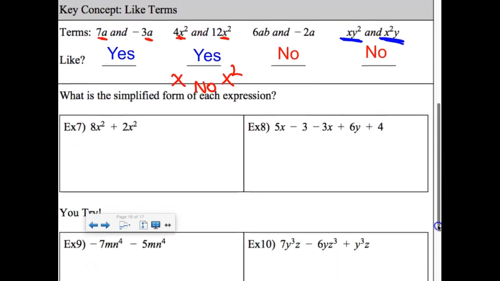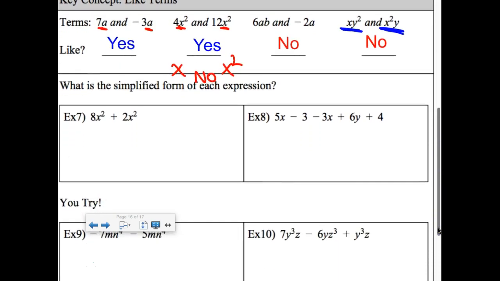All right, so let's try this out. What we're going to do is combine like terms, so we want to make these problems simplified. Okay. So number 7, I notice I have an 8x squared and a 2x squared. Because they both have x squareds, yes, I can combine them.